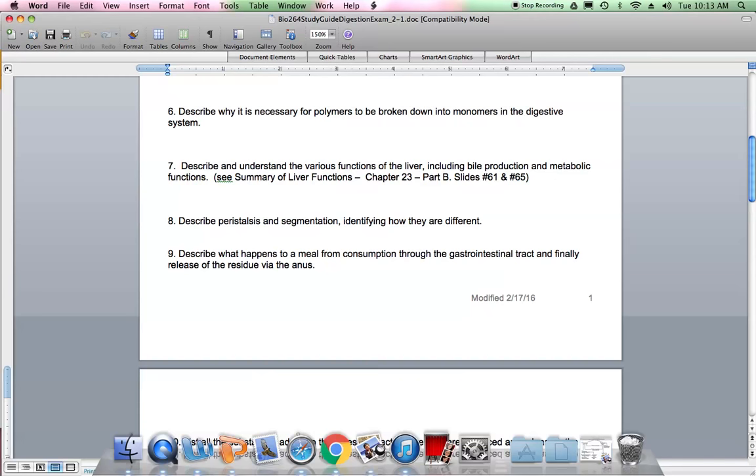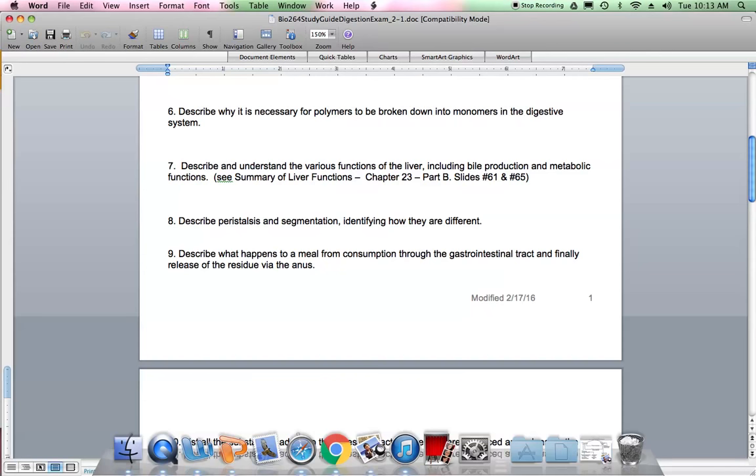Number 8. Peristalsis is the smooth muscle movements of the digestive tract that move materials along through the tract. Segmentation occurs primarily in the small intestine, where it will mix the chyme that has come into the small intestine from the stomach with the enzymes in the fluid there. So segmentation is a mixing effect.